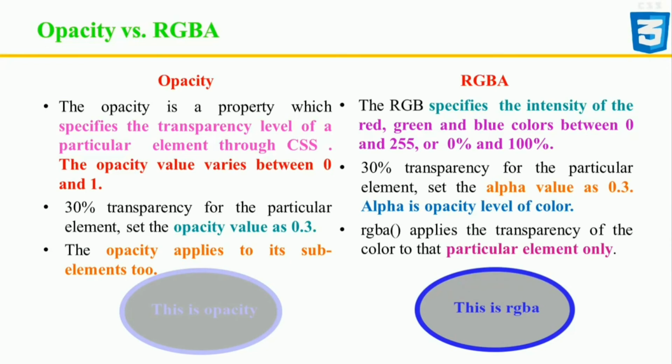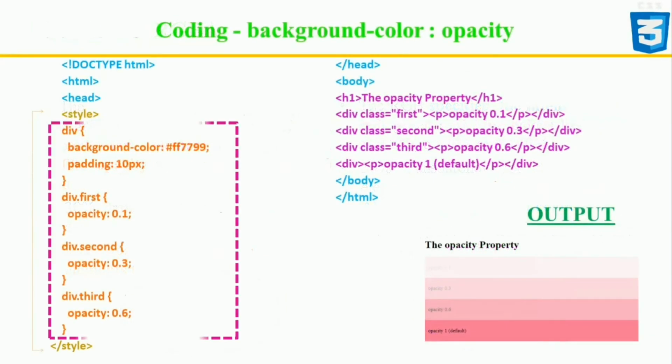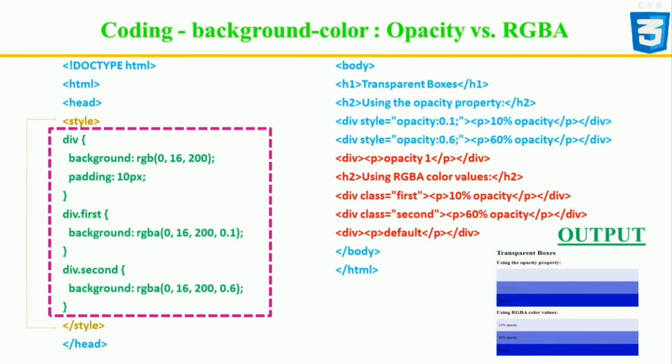The primary difference is that opacity is applied to the sub-elements also, whereas RGBA applies the transparency of the color to the particular element only. Here is an example of opacity for a div background color, and the opacity allows the div element to be more transparent. In this example, the opacity property adds transparency to the background of an element and to all of its child elements as well. This makes the text inside a transparent element hard to read. To not apply opacity to its child elements, like in the example above, use RGBA color values instead. This example sets the opacity for the background color but not for the text.